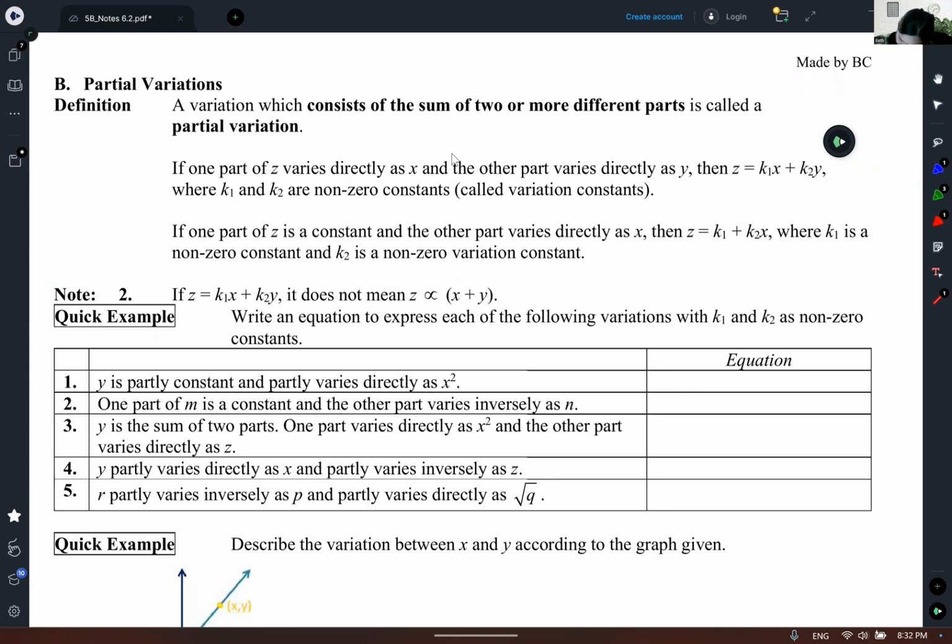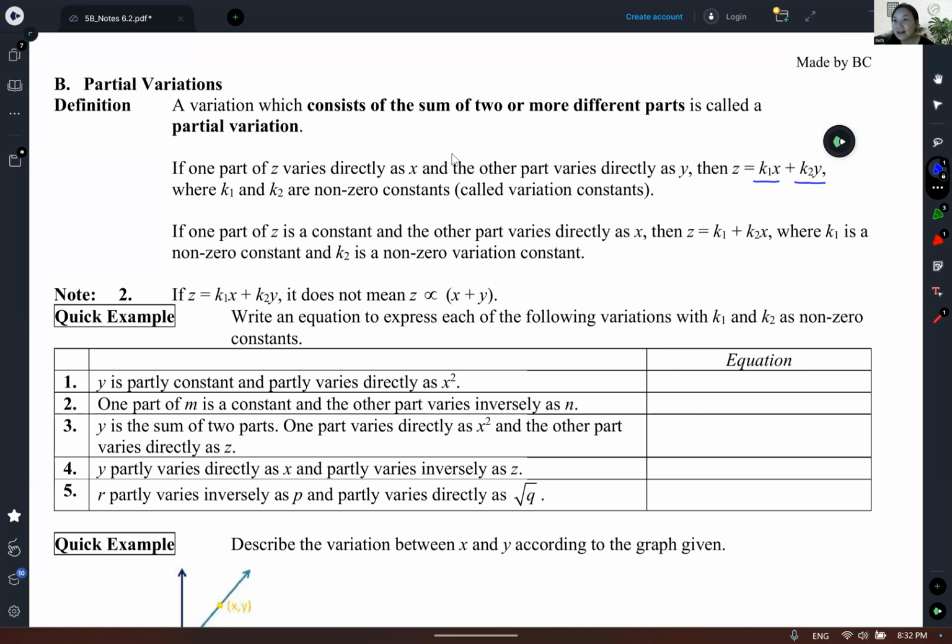If one part of Z varies directly as X and one part varies directly as Y, you will see 2 different things in the formula. One part is a variation of X, one part is a variation of Y, and they're not joined together, meaning that there's no X times Y. X is one part and Y is one part. So this is called a partial variation amongst 3 or more variables.